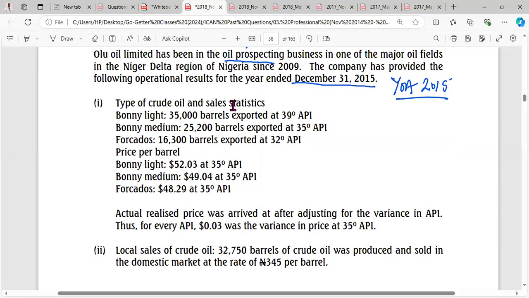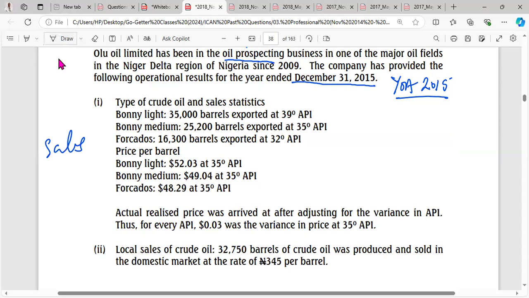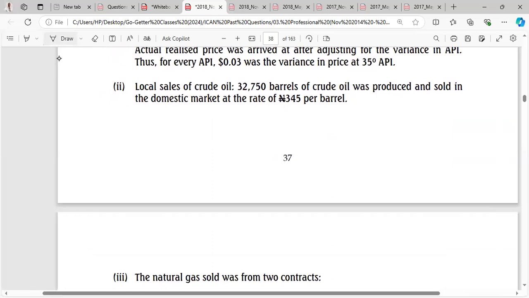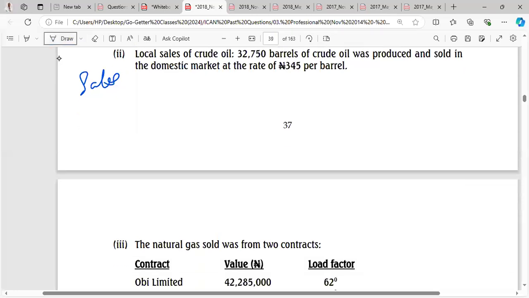One here, type of crude oil sales statistics. So this is for sales. Okay. Now that I know this is for sales, I'll go down. This is also sales. I'll go down again.